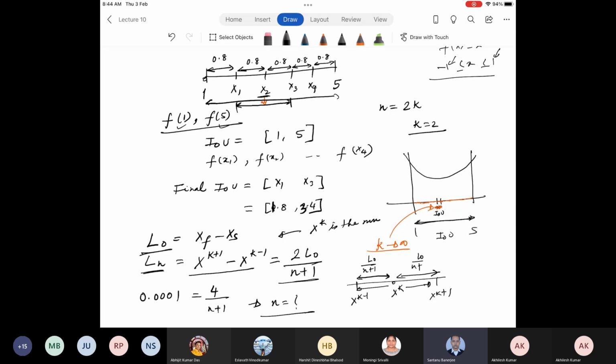Sir, it is L0 by n or n plus 1? Sir, instead of n plus 1, it is L0 by n, right? Number of segments is n. But number of points is n, number of segments is n plus 1.